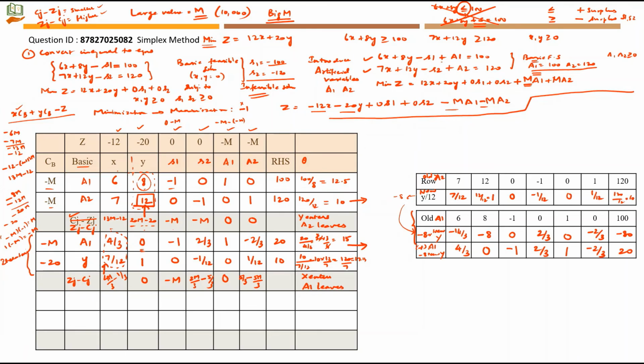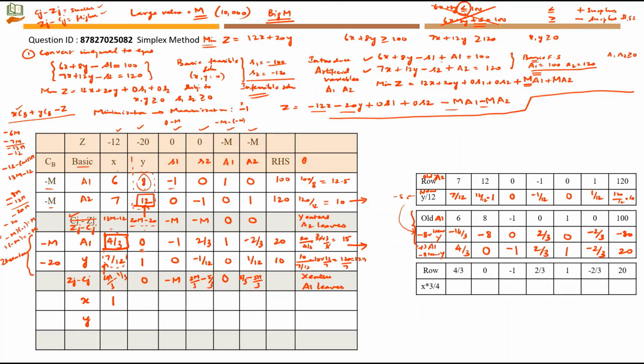So which is the pivotal element here? It is 4 by 3. We will have X here and Y will be here. We have to make this part to be 1. 4 by 3 can be made 1 only when we multiply it by 3 by 4. We will get into the next calculation. So this is 4 by 3, 0, minus 1, 2 by 3, 1, minus 2 by 3, 20.